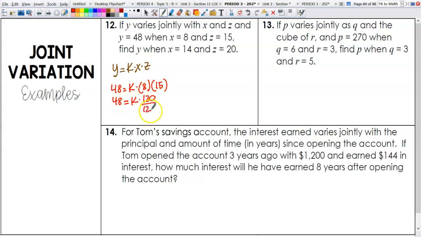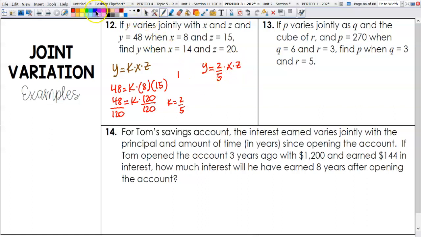To find K, we divide 48 by 120. So 48 divided by 120 is 2/5. So K is 2/5. So now it rewrites the equation, but with the constant of variation.